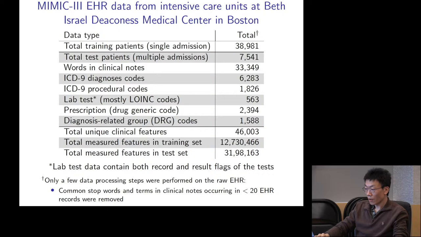Can you just clarify the lab tests? When you say 563, what is that? These are based on this code. I forgot the full name for the code, but there are 563 different codes, one for each lab test. And for each lab test, you also have a standardized result, whether the result turned out to be, say, for blood pressure, abnormally high or abnormally low. So there's a certain standard to make the results standard as well.